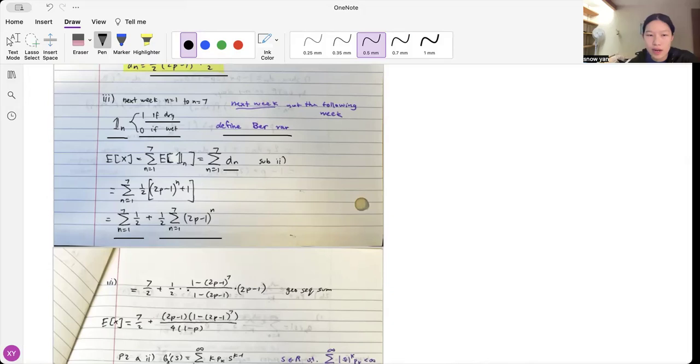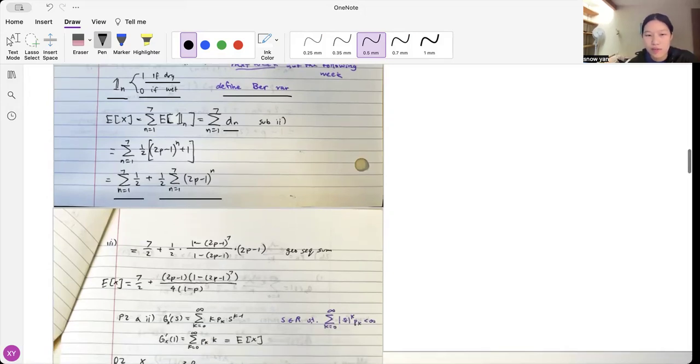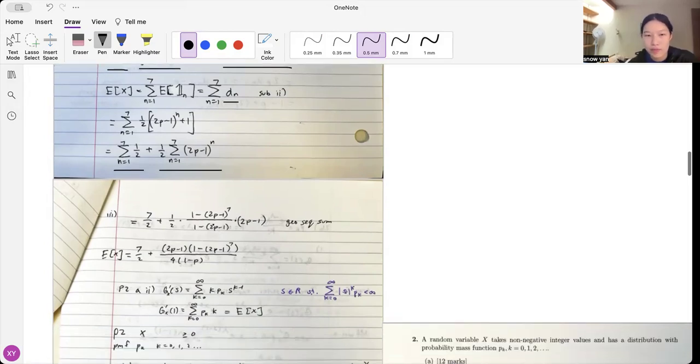The right-hand side is a geometric sequence, where n is from 1 to 7 of this thing. So 2p minus 1 is our ratio. Then we have (1 minus r to the n) divided by (1 minus r), times a, which is our initial value. So then we have this expression, and we simplify it and get our expected value.